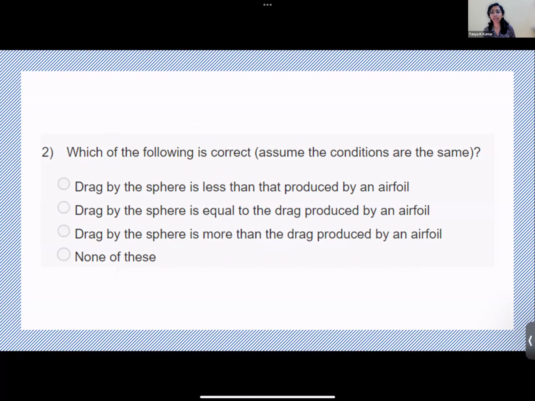Tell me the answer and the reasoning. So this question is given and the solution is given, but can you tell me the reason why the drag produced by a sphere is more than the drag produced by an airfoil? Yes, C is the right answer. Can you give me the reason why?